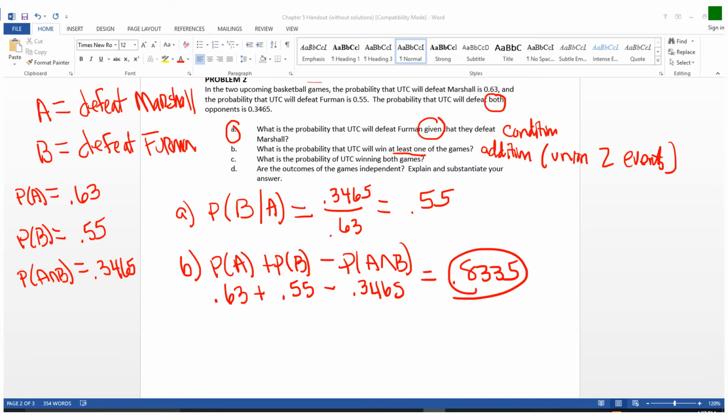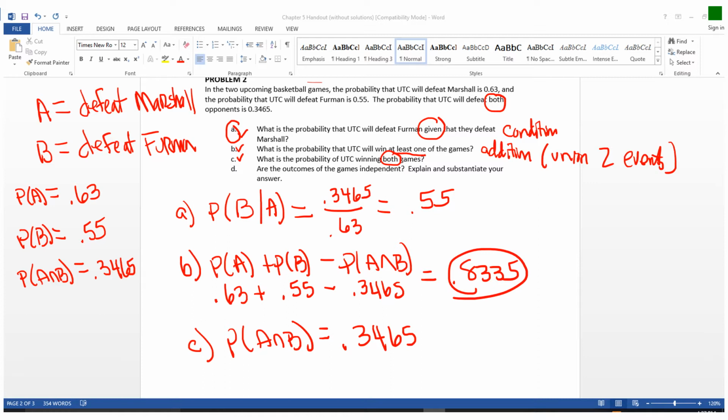All right, now get to letter C. So you got A, you got B. Now we get to letter C, and they're asking for the probability that you win both. Well, guys, that's already given because your both is your intersection. So on letter C, the answer is 0.3465. You don't really have to do any calculations.